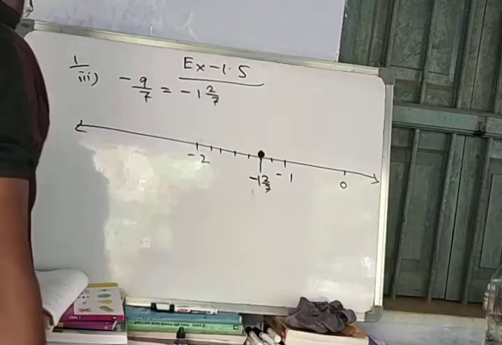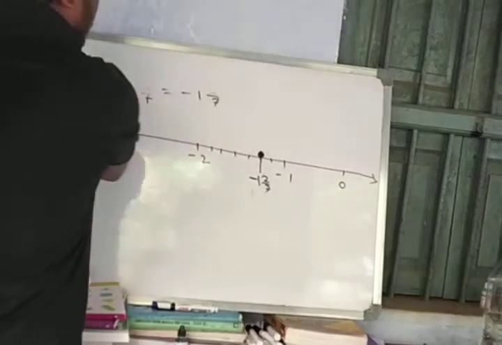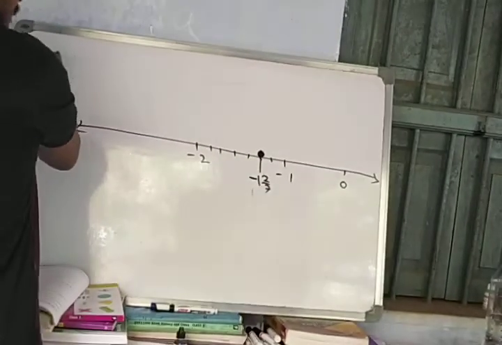Here in number 2, so many rational numbers are given. You have to write their values and they are unknown.